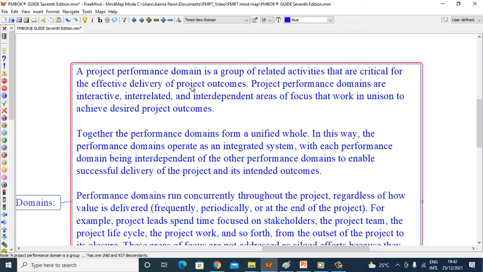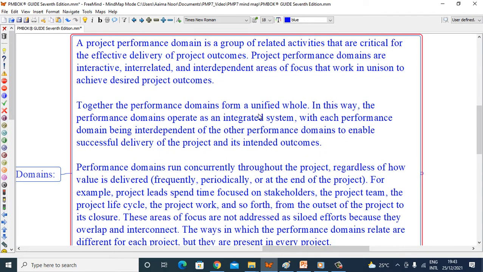A project performance domain is a group of related activities that are critical for effective delivery of the project's outcomes. Project performance domains are interactive, interrelated, and interdependent areas of focus that work in unison to achieve desired project outcomes. Together, the performance domains form a unified whole. In this way, the performance domains operate as an integrated system, with each performance domain being interdependent with the other performance domains to enable successful delivery of the project and its intended outcomes.